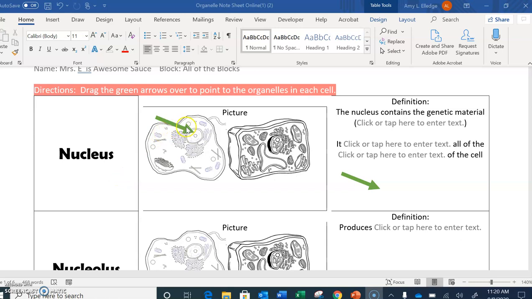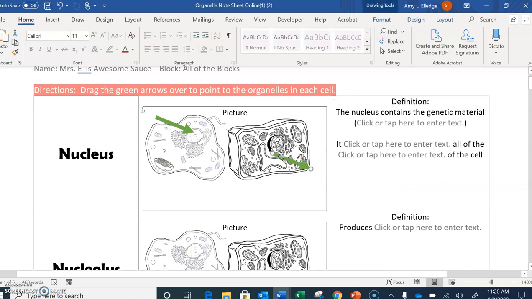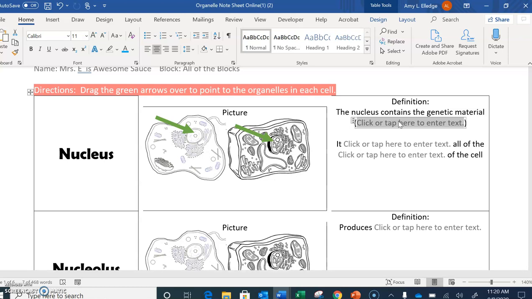All right, so with the nucleus, we have these little green arrows that I'm going to attempt to click on and point right at the nucleus. So the nucleus is this little center part here, the big circle, not that teeny tiny little circle in there. The bigger circle is your nucleus, okay? And what the nucleus does is it contains our genetic material. That's its job, to hold the DNA in there and protect it. And so that is what goes in your parentheses. Our genetic material is DNA.